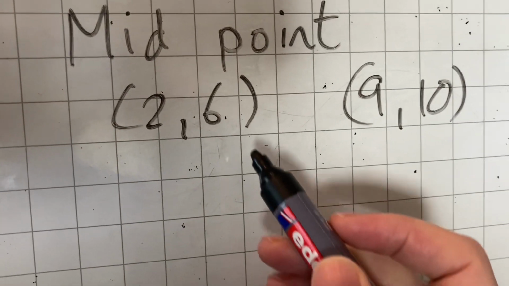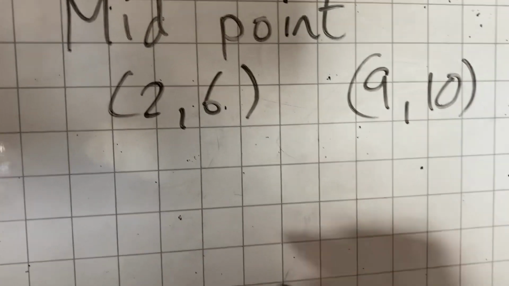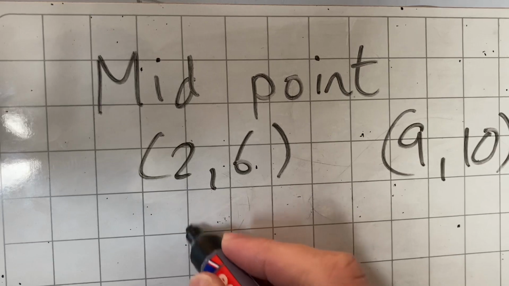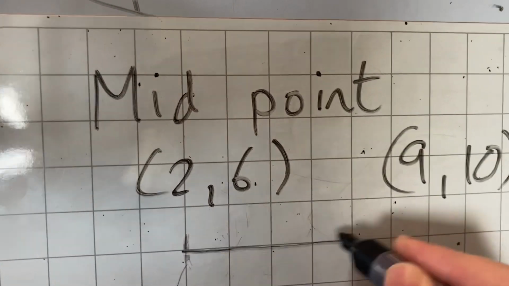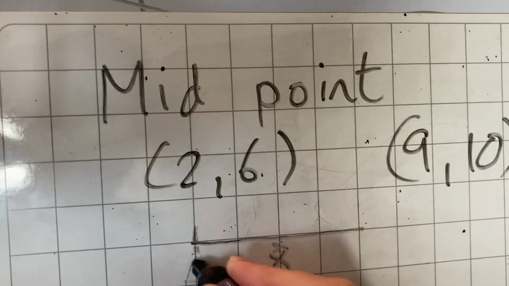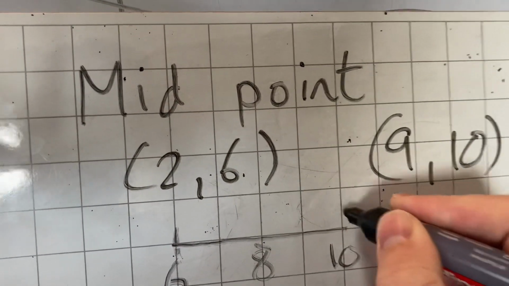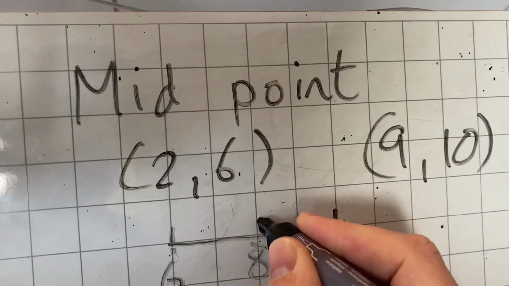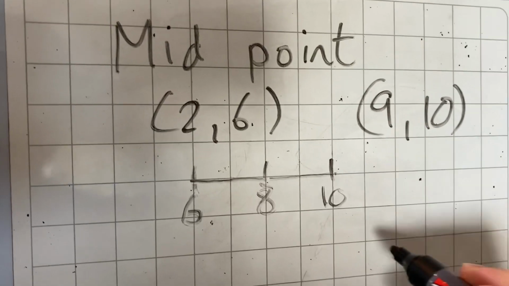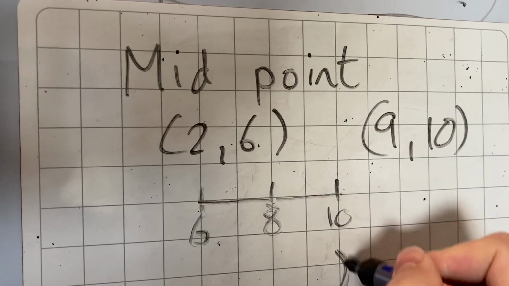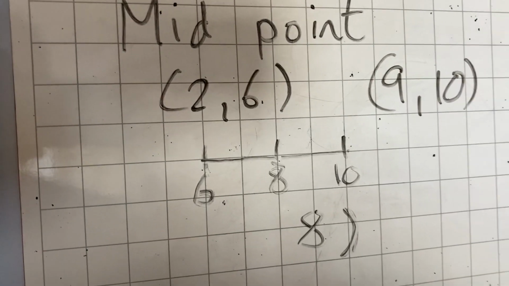But if we just think about them in pairs, what's between 6 and 10? And almost intuitively, you'll know that if you were to draw it on a number line, sorry, this pen's certainly not working. You've got 6 there, 8 there, and 10 there. You can see that 8 is in the middle. So you know the midpoint is going to go through something and 8. So its y value is definitely going to be 8.